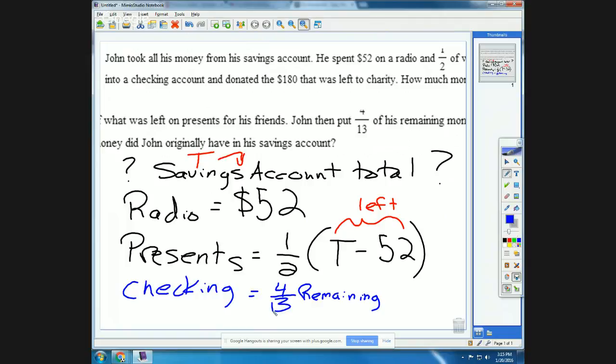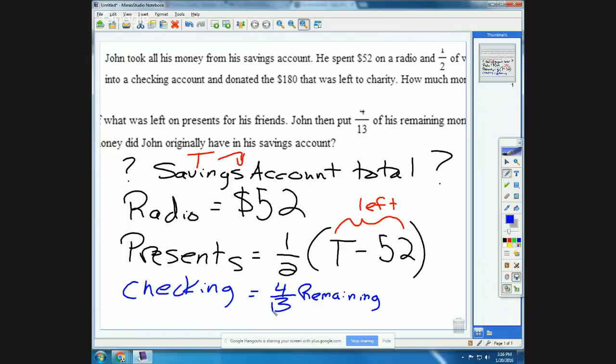Question. If we look at this and say that $180 is what's left out from the 4/13ths, could we say that 180 is 9 of the 13ths? Yeah, because 4 and 9 is 13. Okay, so the 180 is 9/13ths of something. What is it 9/13ths of? 20. Why 20? Because 20 times 9 equals 180. So a 13th is worth 20.